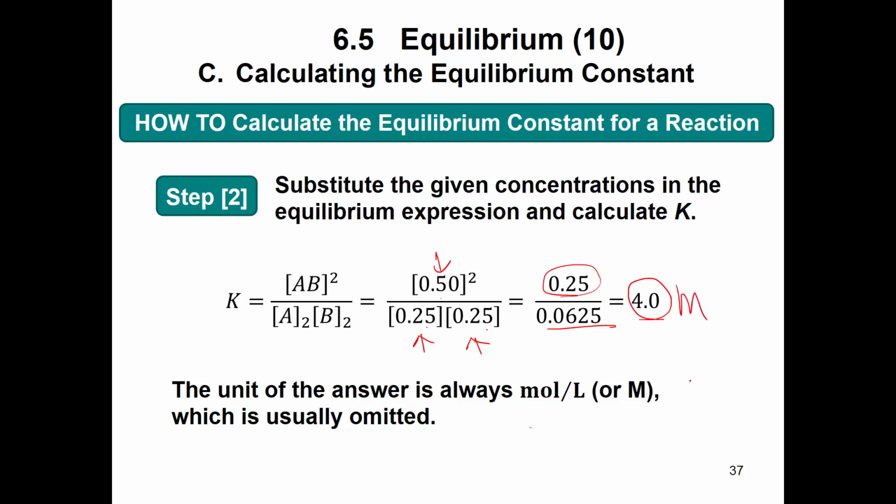All right, so if it's 4.0, that means that K is greater than 1, which means this number was bigger than this number. So the product was bigger. So I know K is greater than 1, so I can also say it's product favored and the equilibrium is more to the right.